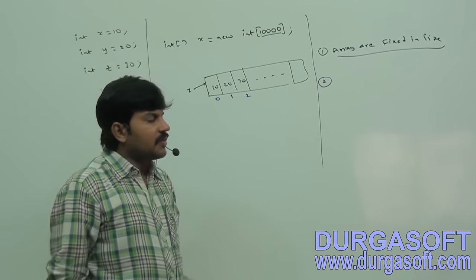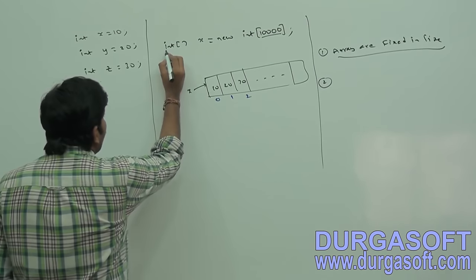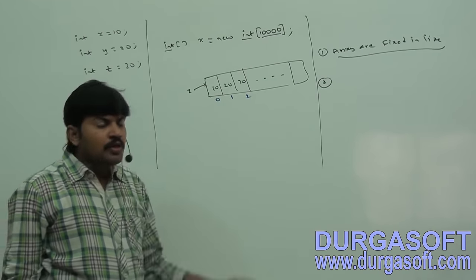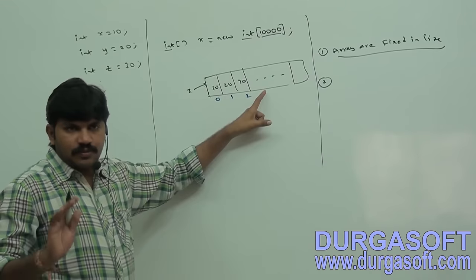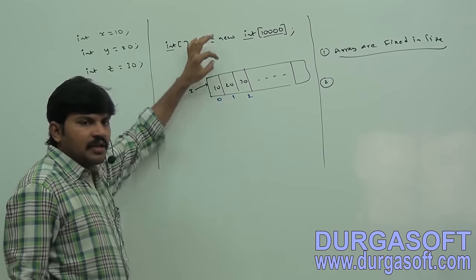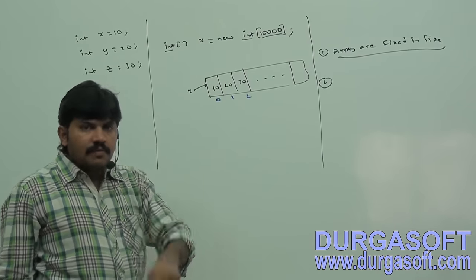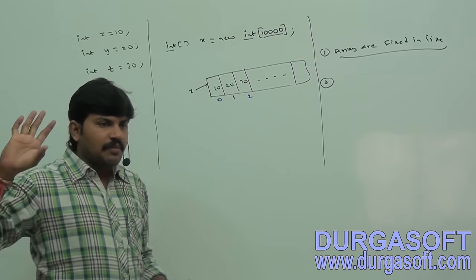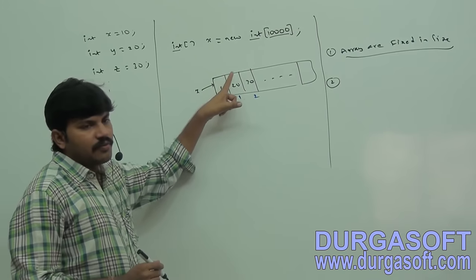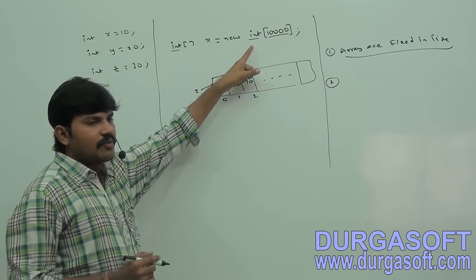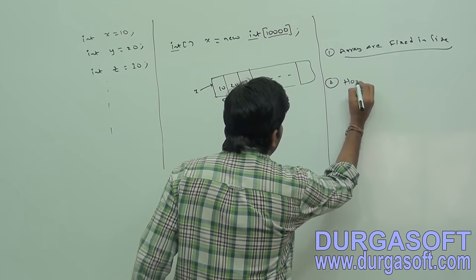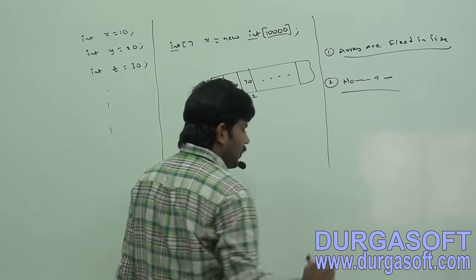Another problem is also there. Arrays can hold only homogeneous data type elements. Arrays can hold only homogeneous, similar type of data. Suppose I took this int array, I can add only int type of elements. By mistake, if I try to add any other type, like a boolean value or a string value, we are going to get a compile time error.